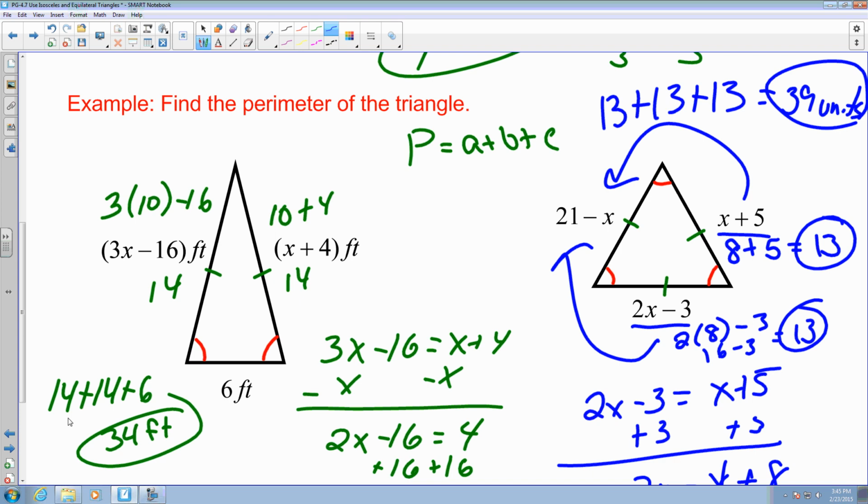Okay? And that is being able to use isosceles and equilateral triangles.